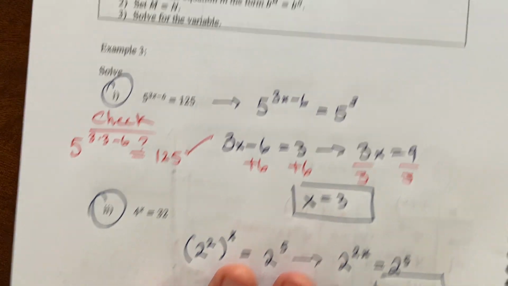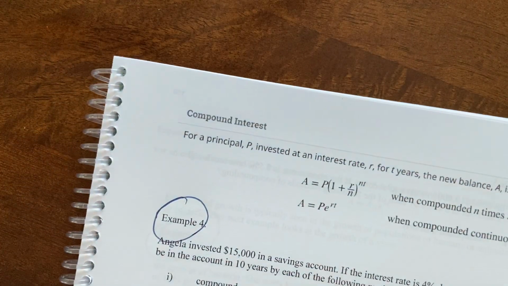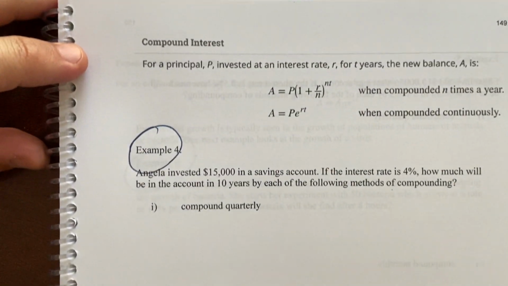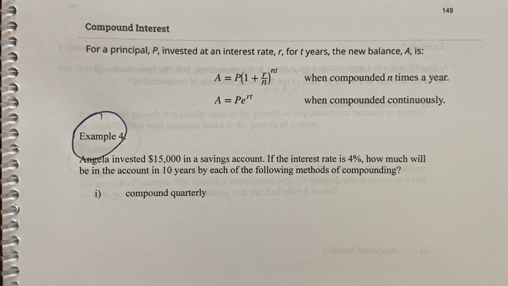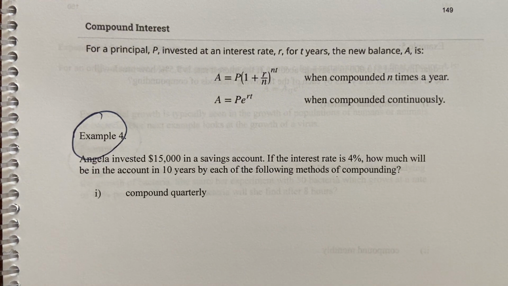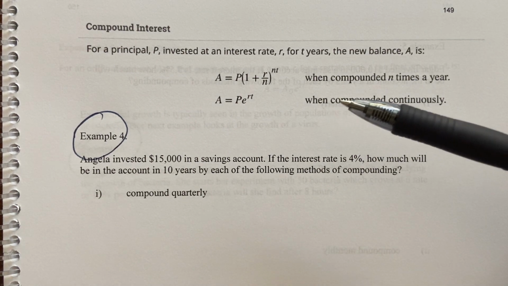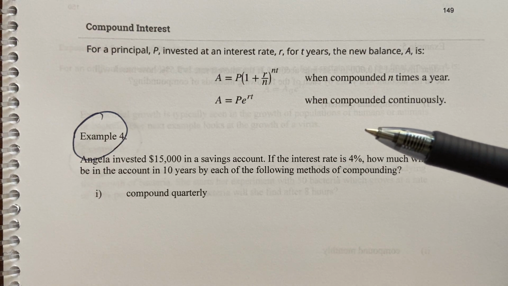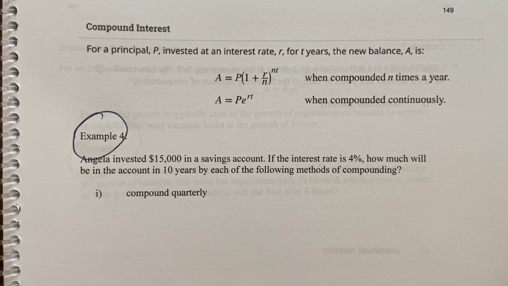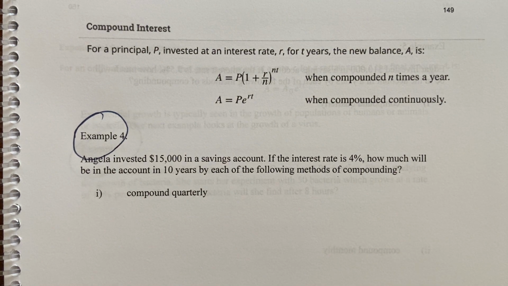All right, on to page 149. So compound interest. This is another exponential application here. So banks, basically, when you deposit money, let's say you inherit $10,000, and you say, you know what, I'm going to invest this, and you take it to a bank and you say, I want to invest this, and then they give you some rate.